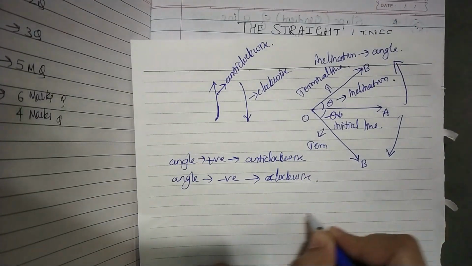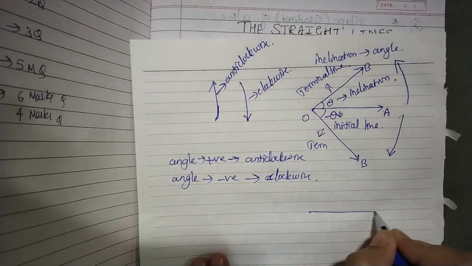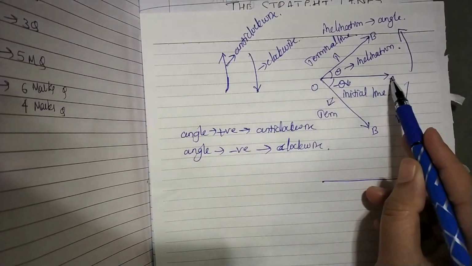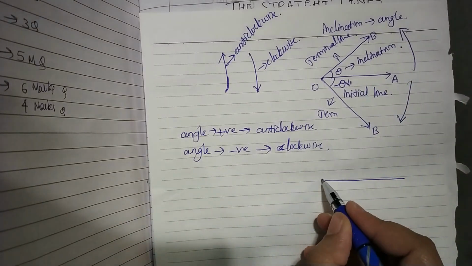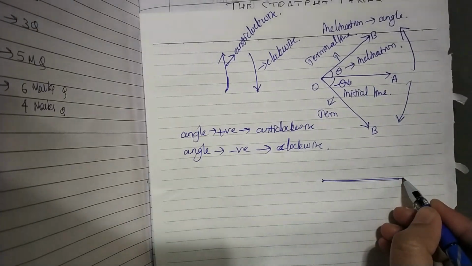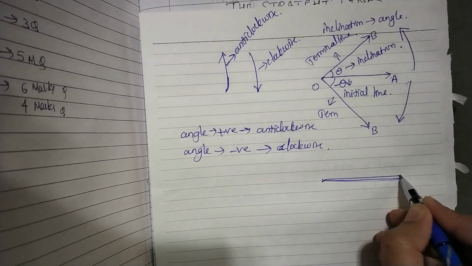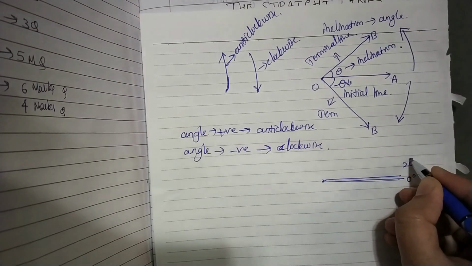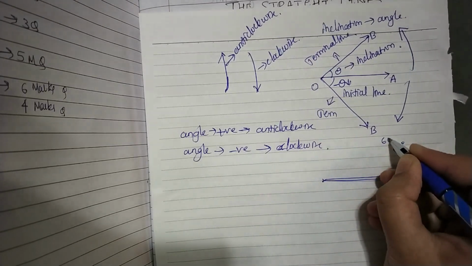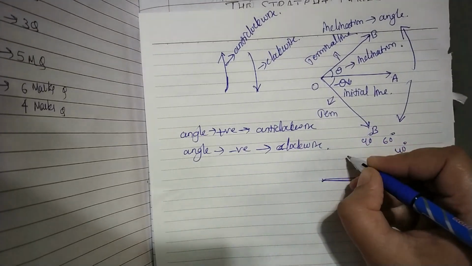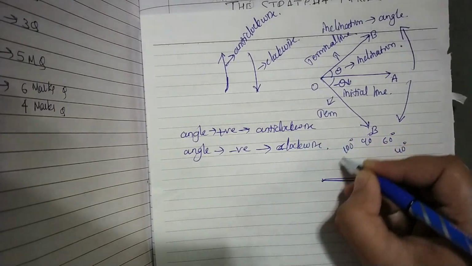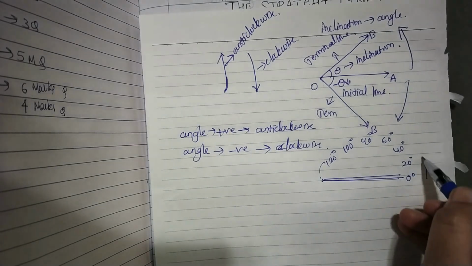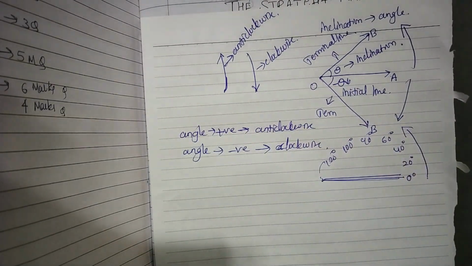Because in lower classes you have learned that you take the initial line. Okay, in order to measure the angle, we always consider the initial line. You take the initial line and use a protractor. When you use a protractor, how do your angles go? That is 0 degree, 20 degree, 40 degree, 60 degree, 90 degree. Okay, and here it is 100 degree, 120 degree, and so on. Okay, so this direction is anti-clockwise direction.